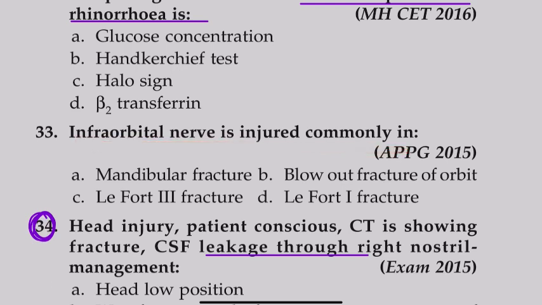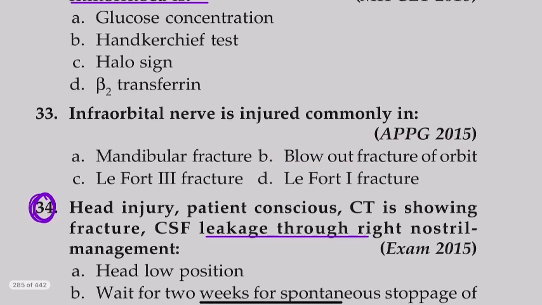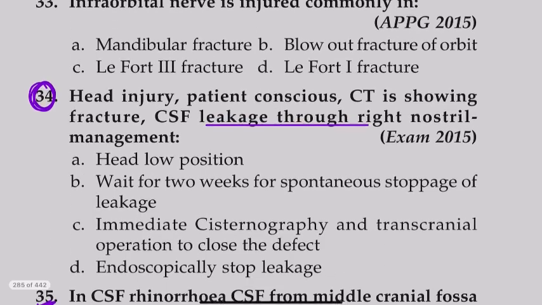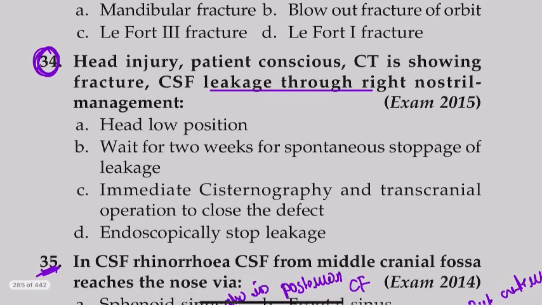Intraorbital nerve is injured commonly in, now where is it injured? Intraorbital nerve, that is a blowout fracture of the orbit, right? Blowout fracture of the orbit, that is usually at what? Below, at the orbital floor.